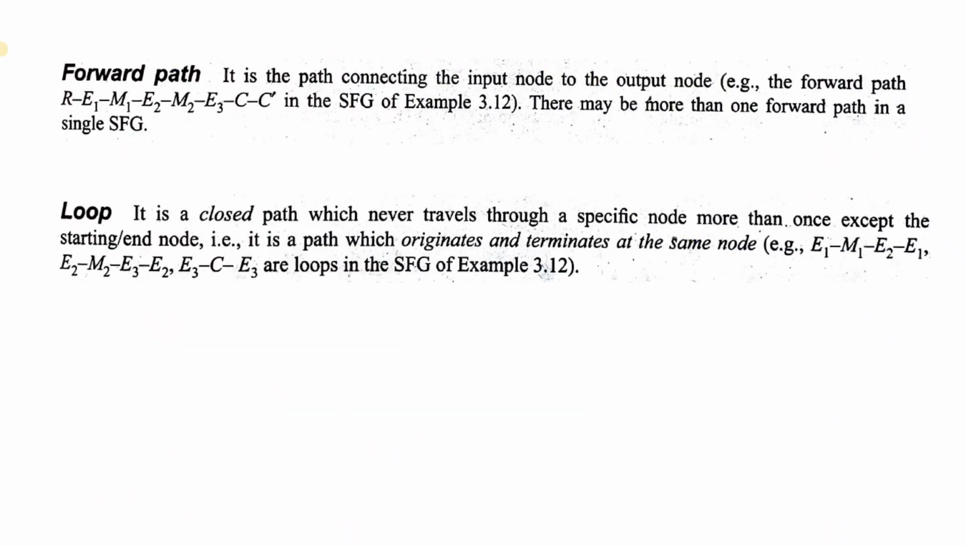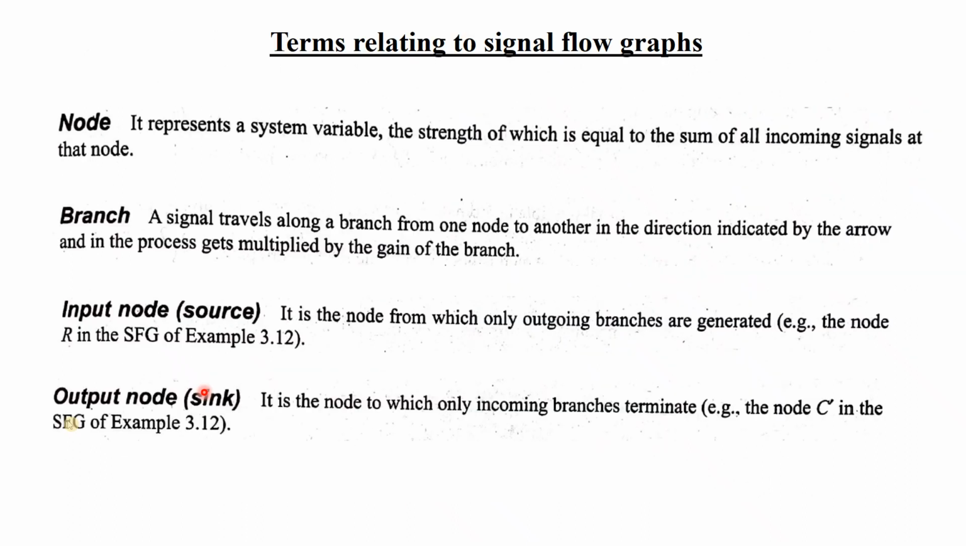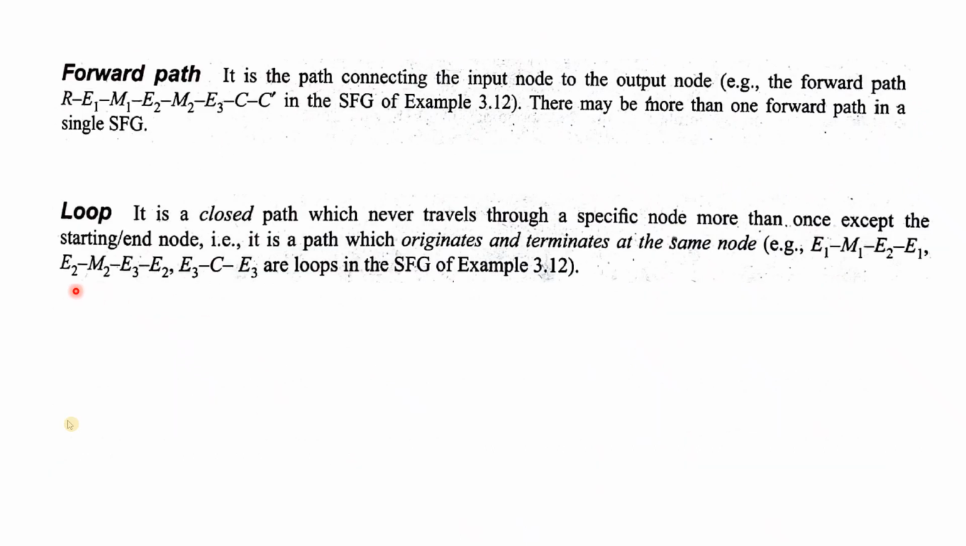Now loop. What is a loop? A loop means a closed path which never travels through a specific node more than once, except the start and end node. For example, E1 M1 E2 E1. That means this one, E1 M1 E2 E1, is a loop. So this particular thing is a loop where you are starting and again ending, completing a cycle, completing a path. It is a loop.